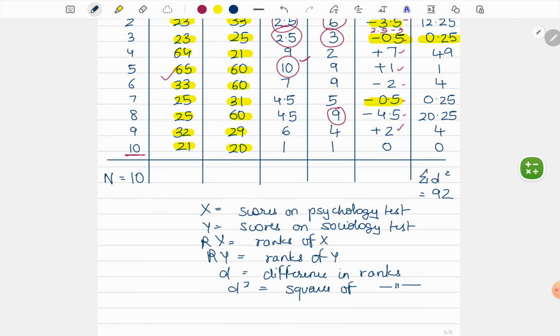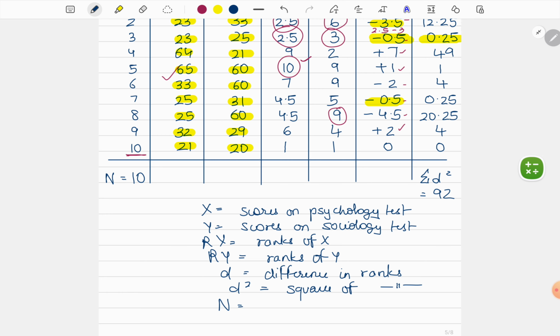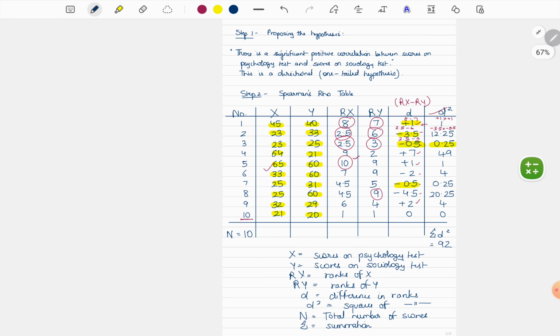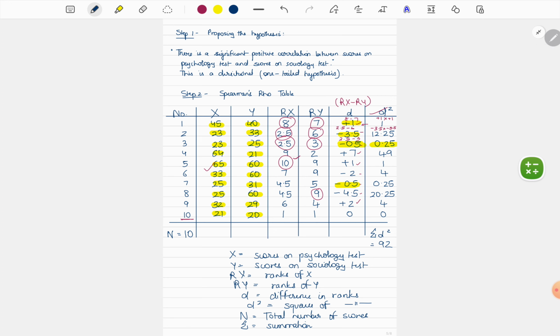So what does n stand for here? Total number of participants or scores. And sum is the summation symbol, or sum of, or total. Okay, so far the steps we have completed are proposing the hypothesis and preparing the table for Spearman's. Next is to use the formula and do the calculation of the final Spearman's row value.